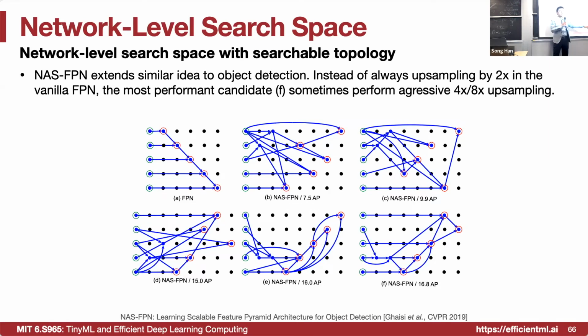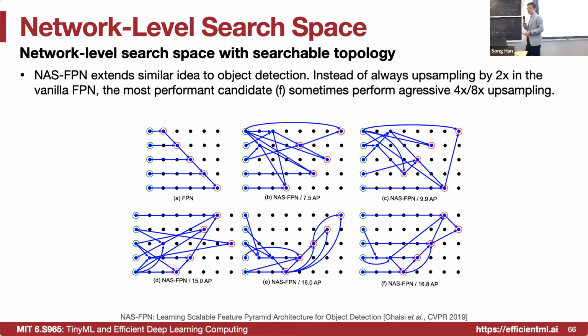Such a NAS-based approach finds several drastically different decisions. For example, this kind of architecture achieves about 7.5 average precision. You can see it's kind of random. We are feeding different resolutions to different stages. It's quite irregular. Actually, it's not quite hardware friendly. The highest average precision is achieved using this architecture. Sometimes it even upsamples by 4 or 8 times, right? So the upsampling strategy is quite different from this very regular human design.